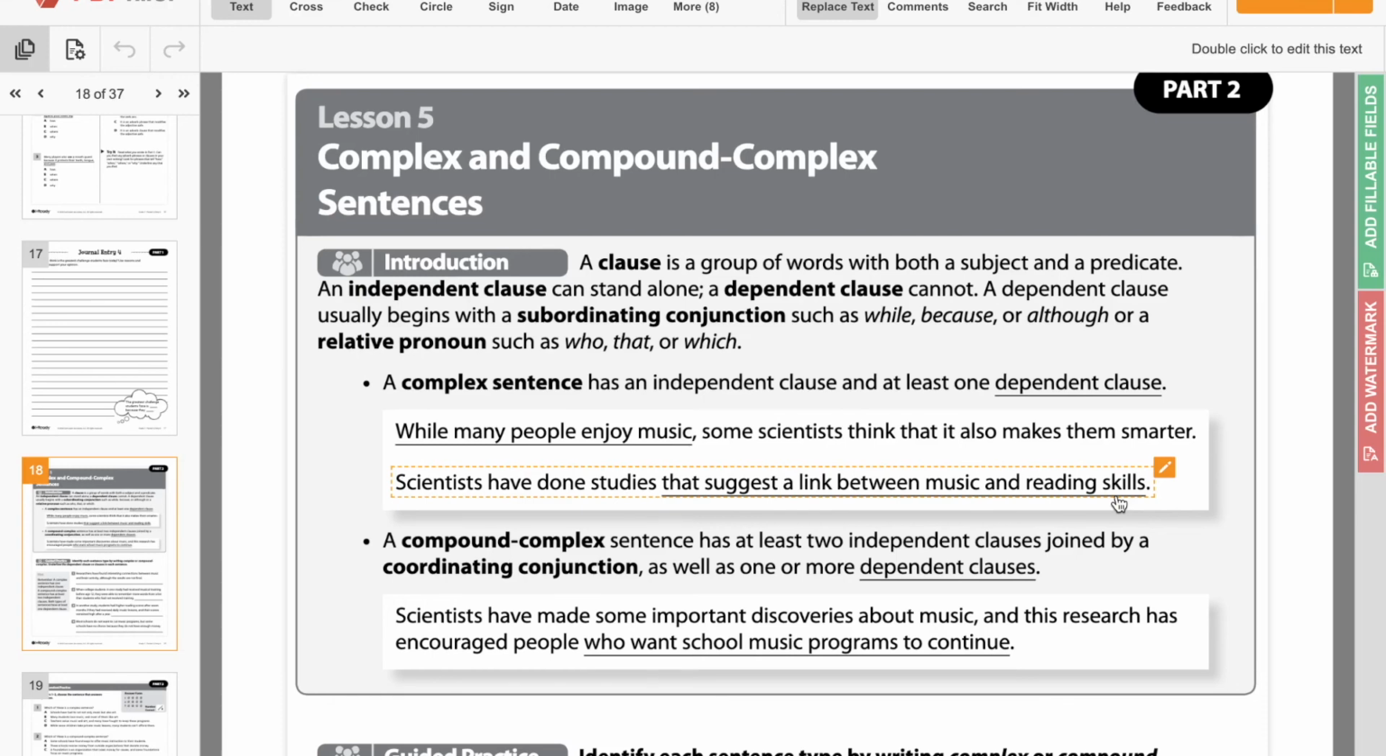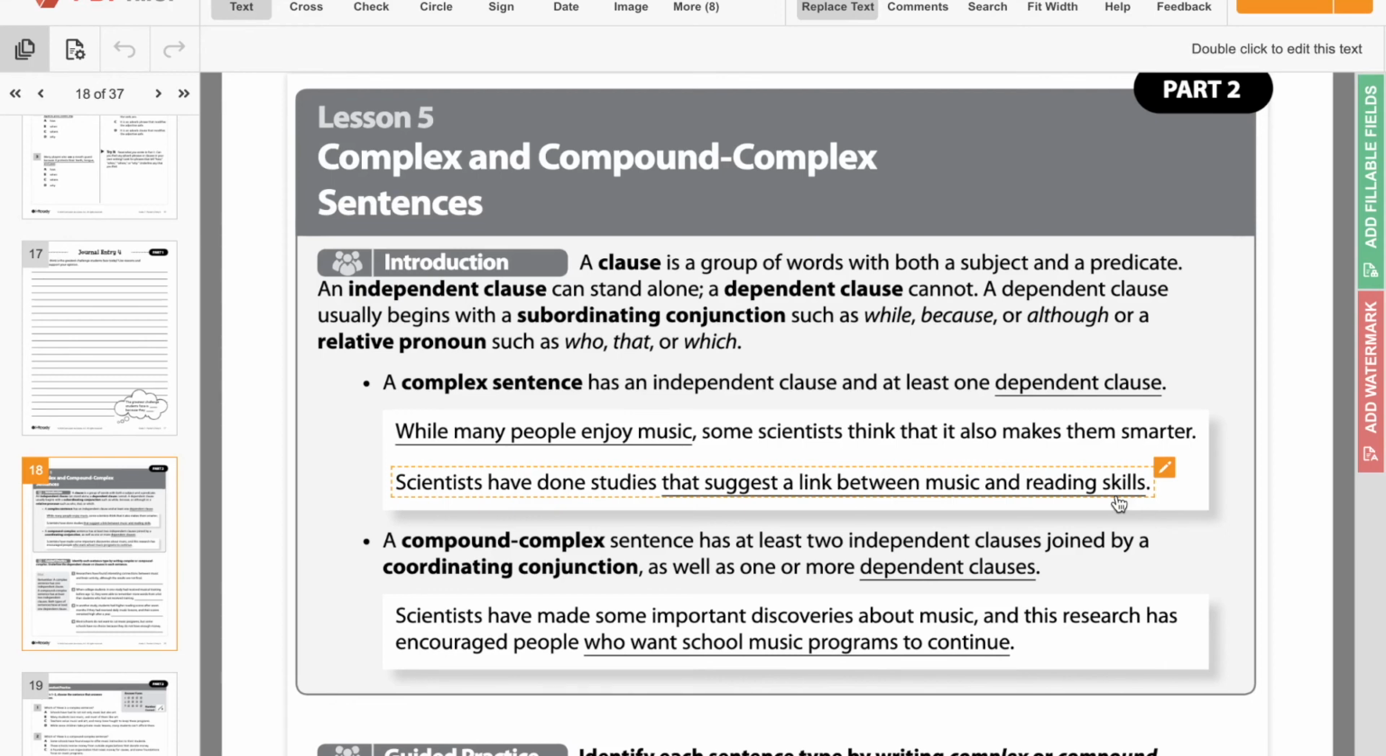As always, a clause is a group of words with both a subject and a predicate. Now, how does that differ from a phrase? A phrase has either a subject, a predicate, or neither one. A clause has to have both. A subject is what the sentence is talking about. A predicate is the verb, or what the subject is doing.